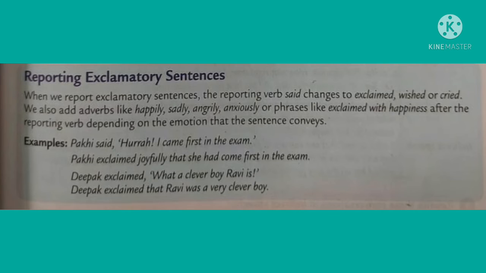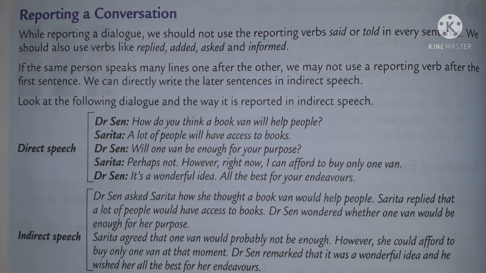Fourth one, reporting exclamatory sentences. When we report exclamatory sentences, the reporting verb said changes to exclaimed, wished, or cried. We also add adverbs like happily, sadly, angrily, anxiously, or phrases like exclaimed with happiness after the reporting verb depending on the emotion that the sentence conveys. Example: Paki said, "Hurrah! I came first in the exam." Paki exclaimed joyfully that she had come first in the exam.